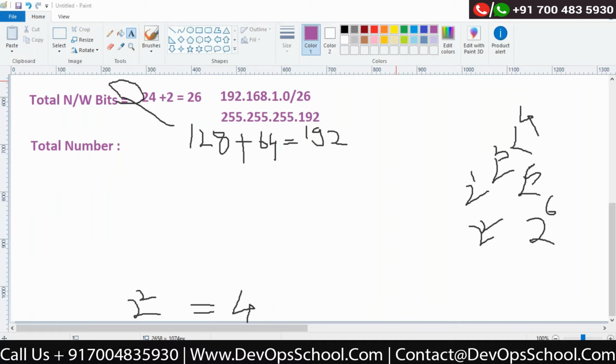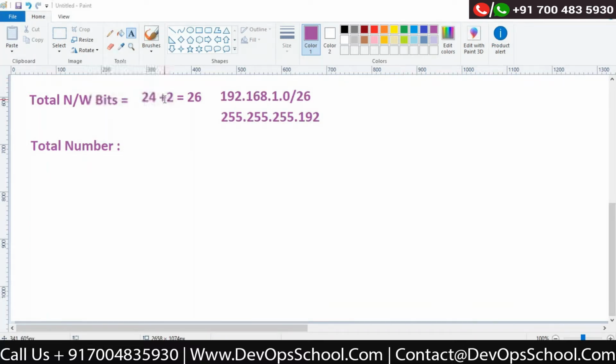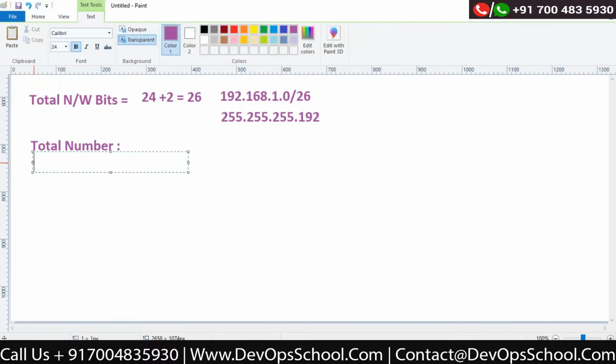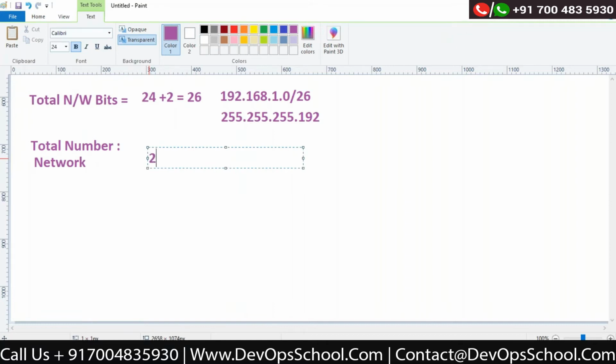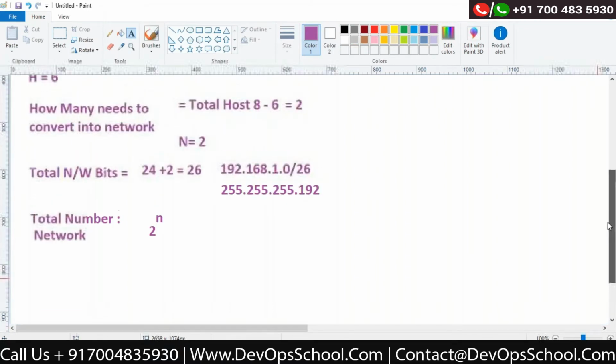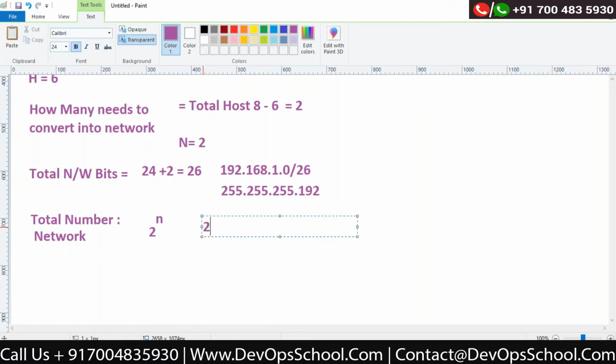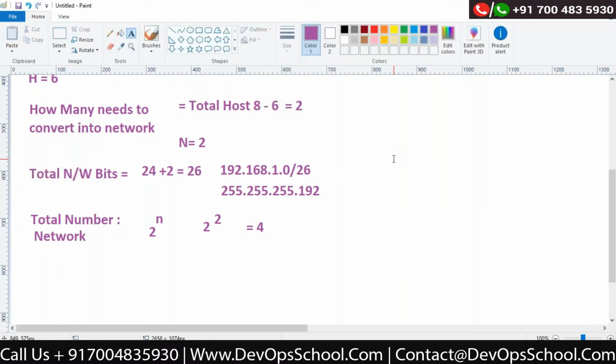Per network, how many computers or IP addresses am I getting? So if I say total number of networks would be 2 raised to N, that is the formula. Now what is the N value which we said? The N value is actually 2. So technically it's 2 raised to 2, and the total network would be 4. So if I took only 2 bits from the host and gave them to the network, I divided this network into 4 chunks.